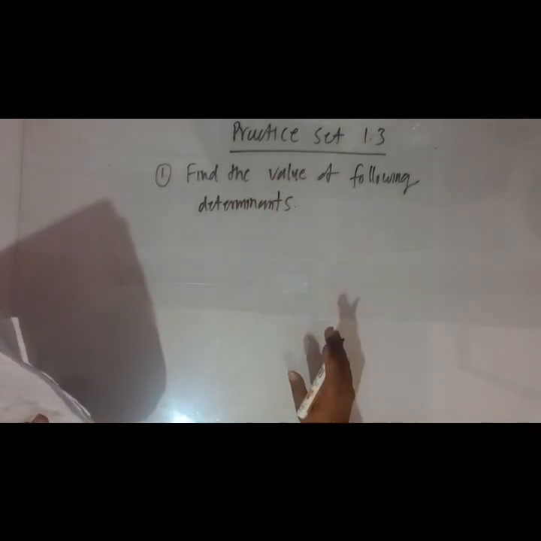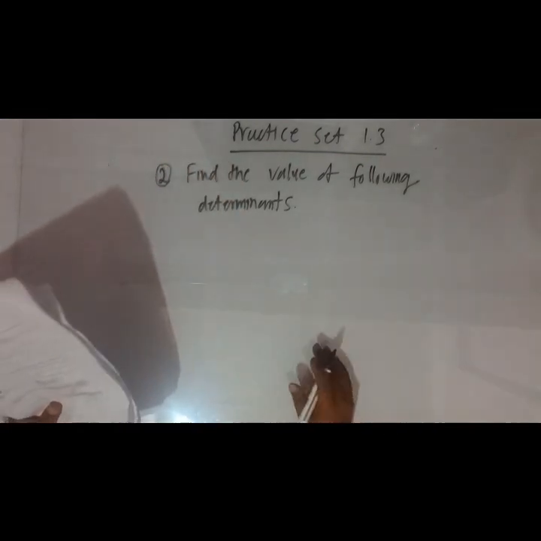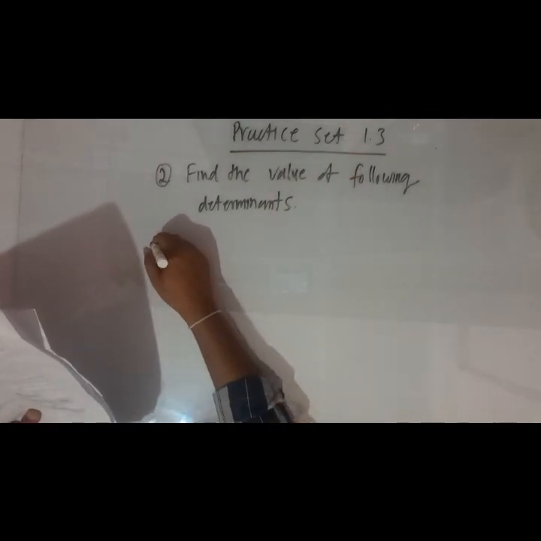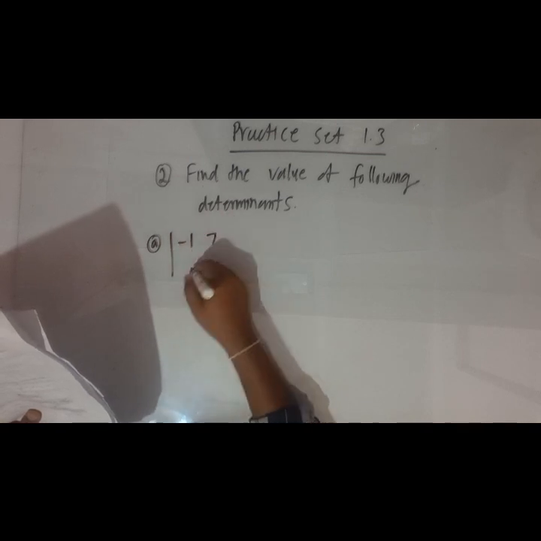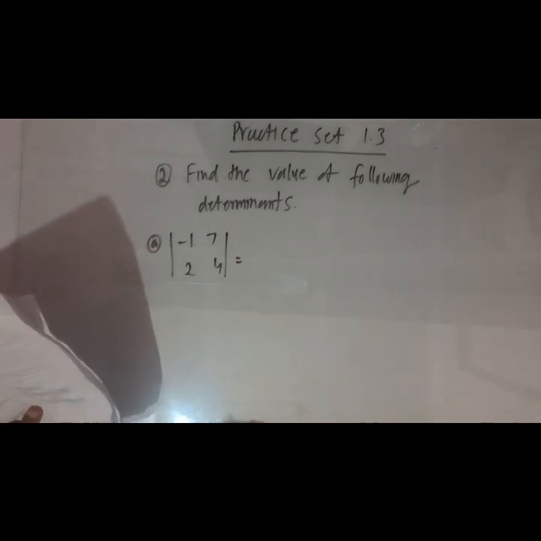Okay, now there are 3 sub questions in this second question. Number one: minus 1, 7, 2 and 4. This is the determinant they are given. Now you have to solve this.